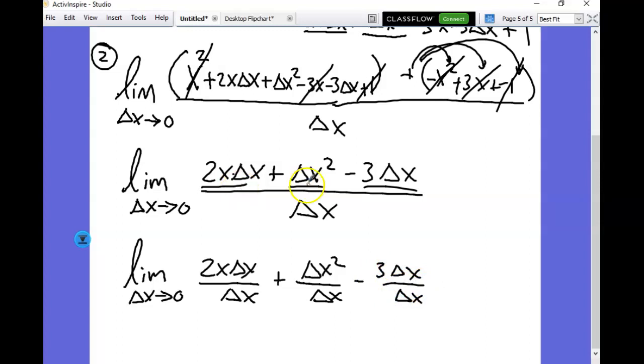So I'm dividing each term on the top by the bottom. And so here, those cancel. And I'm left with 2x. What would I be left with here? And then here? Those cancel, so it's 3, right?